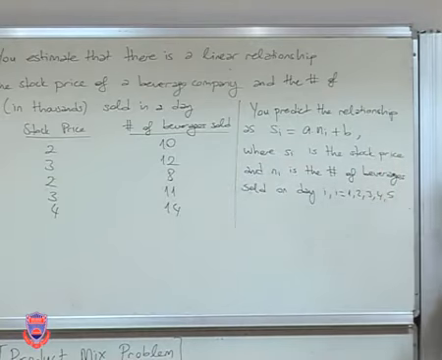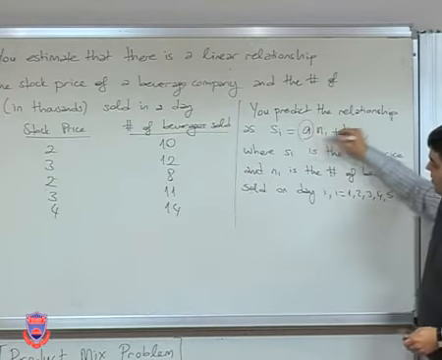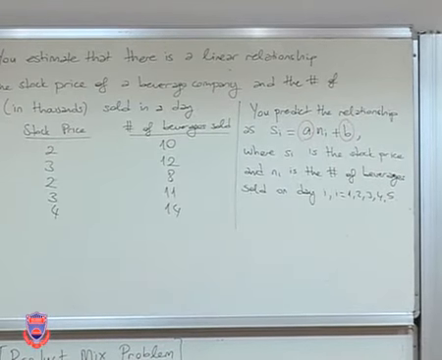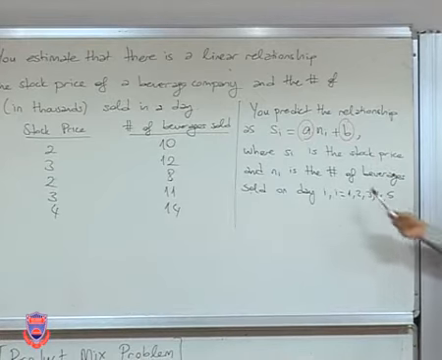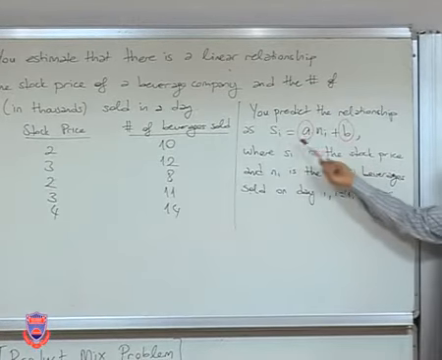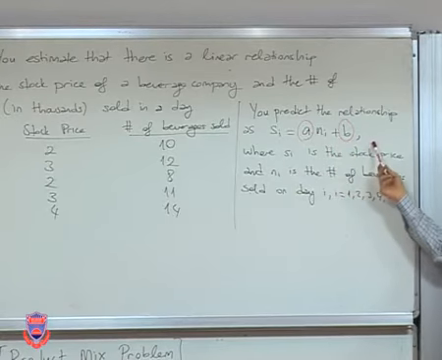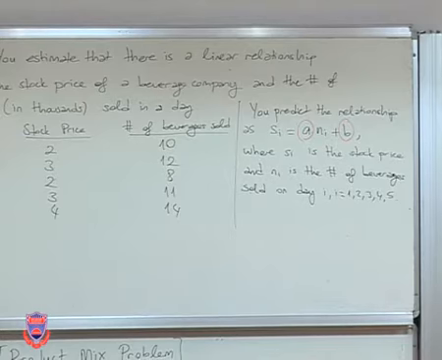Okay? What are the unknowns? Well, the unknowns are the coefficients A and B. So you would like to predict those coefficients. Remember, if there's such a relationship, then this is a linear relationship, right? The stock price depends linearly on the number of beverages sold. So what we don't know for this problem is the true values of A and B, of course.